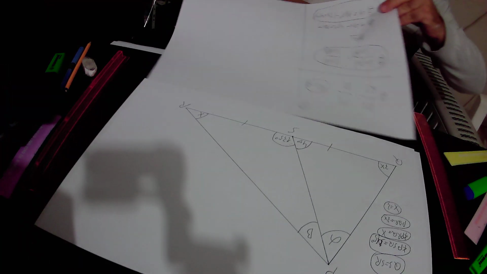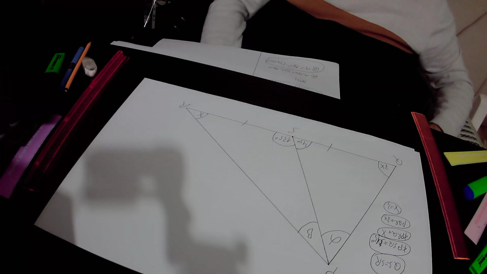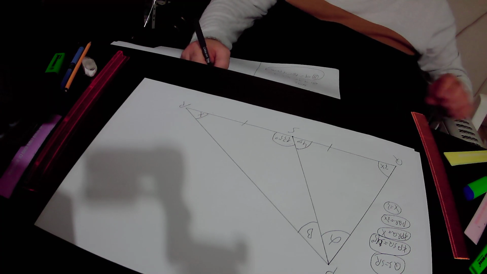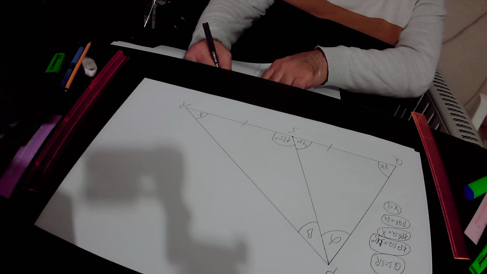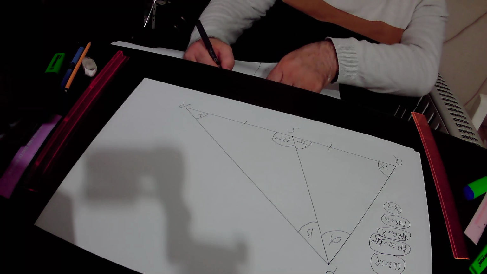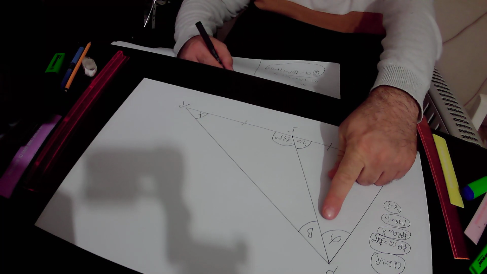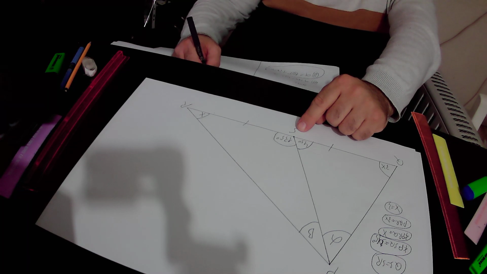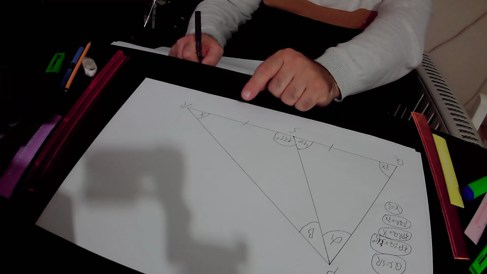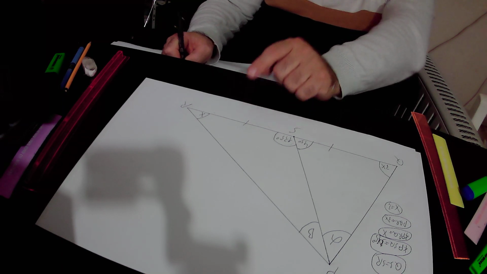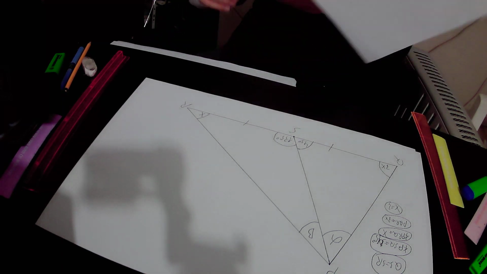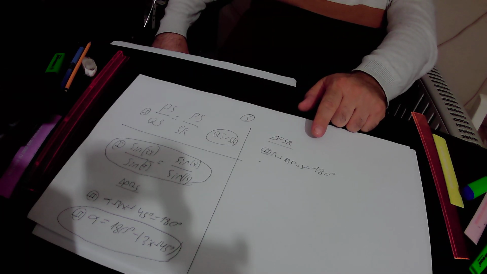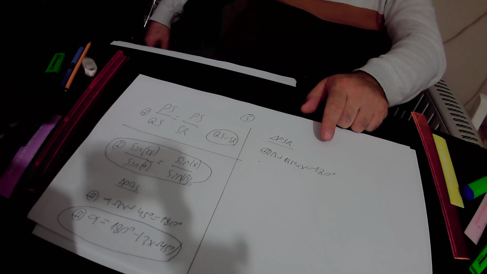Likewise, in triangle PSR, this triangle, we know that the sum of the angles is equal to 180 degrees. That is to say, this angle is beta plus 135 degrees plus x must be equal to 180 degrees. I'll repeat again. In triangle PSR, beta plus 135 degrees plus x must be equal to 180 degrees.